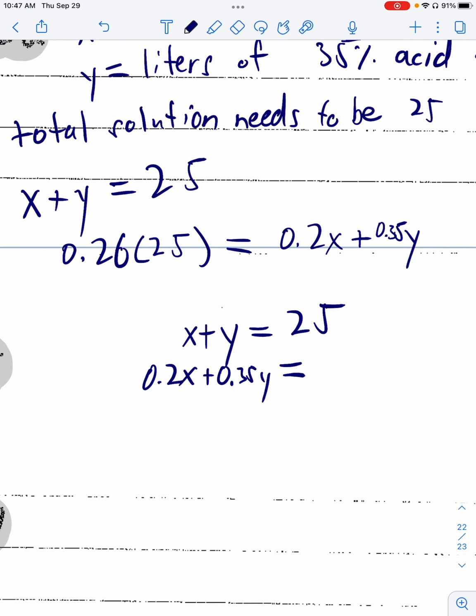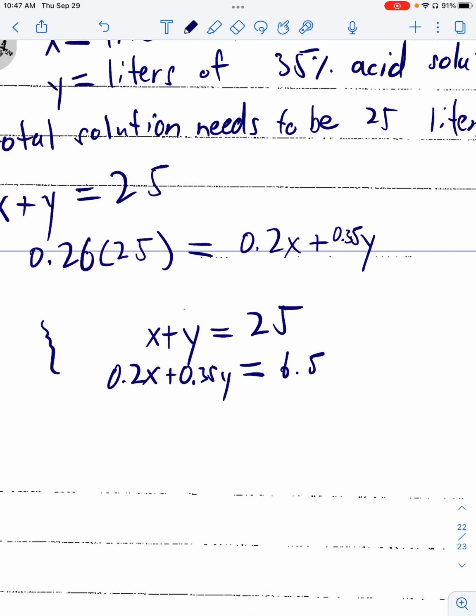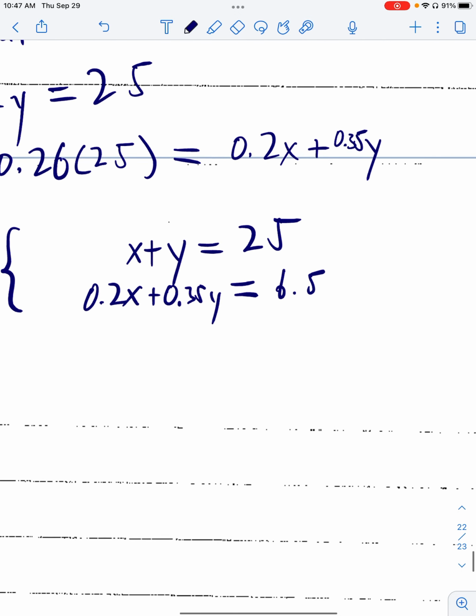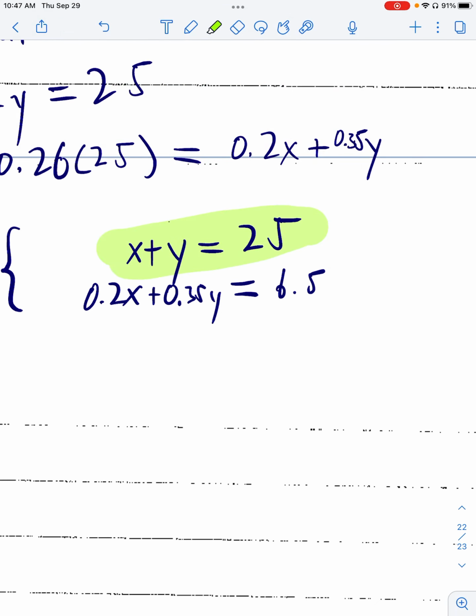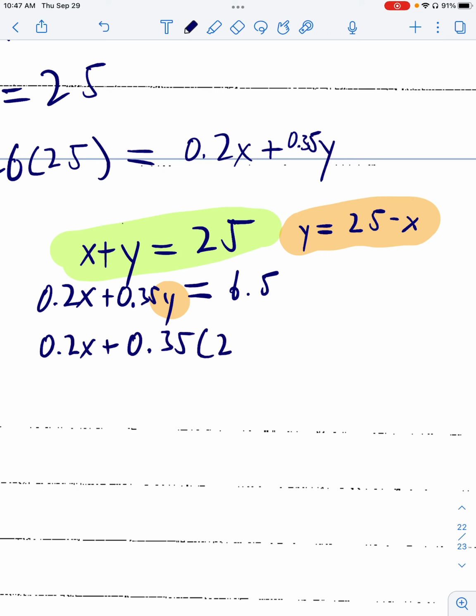Let's plug that into the calculator real quick. That's 6.5. Here's my system. Let's try a substitution, starting from the top equation. Subtracting X from both sides, I get Y equals 25 minus X. I'll substitute this in for my Y, so we get 0.2X plus 0.35 times (25 minus X) equals 6.5.